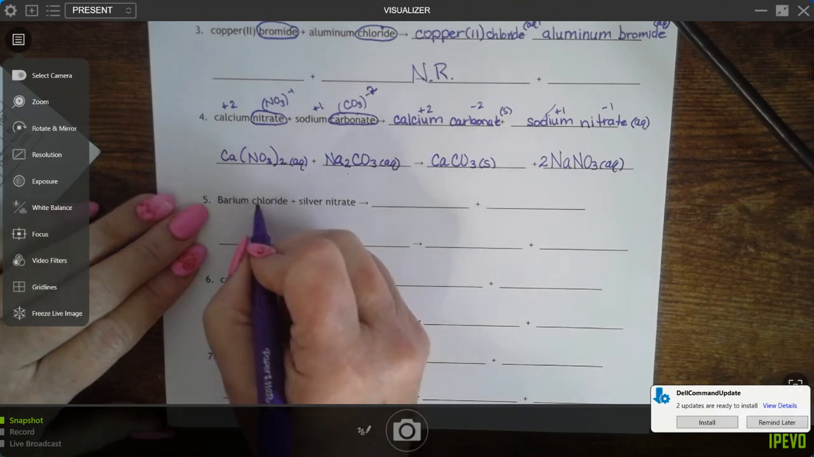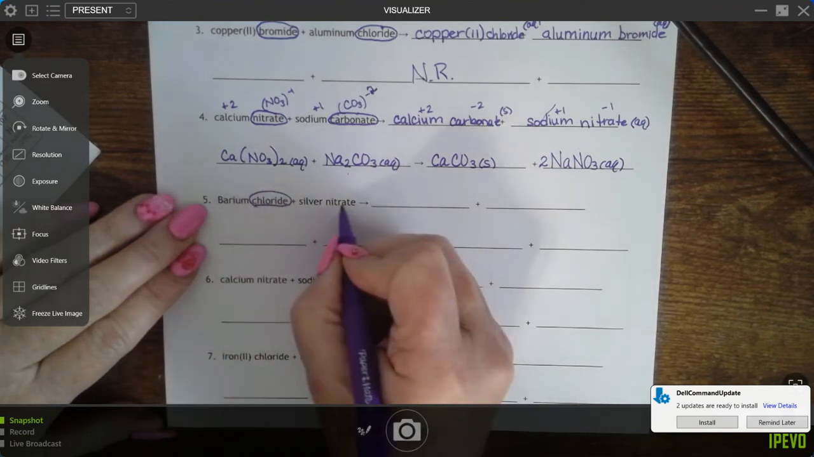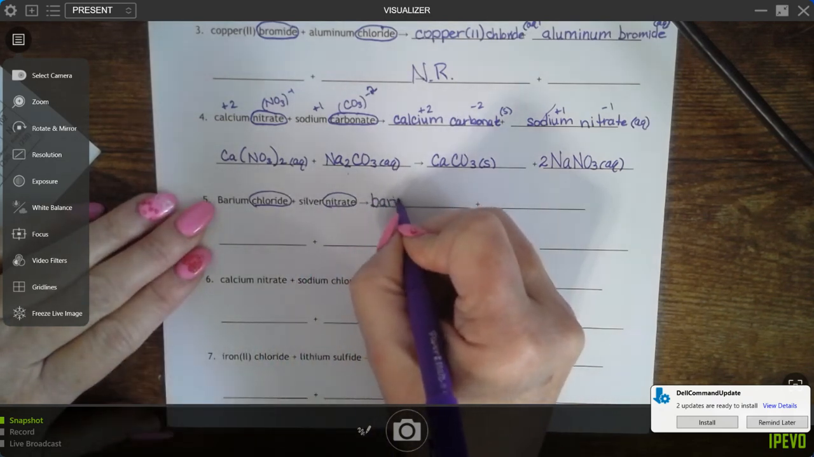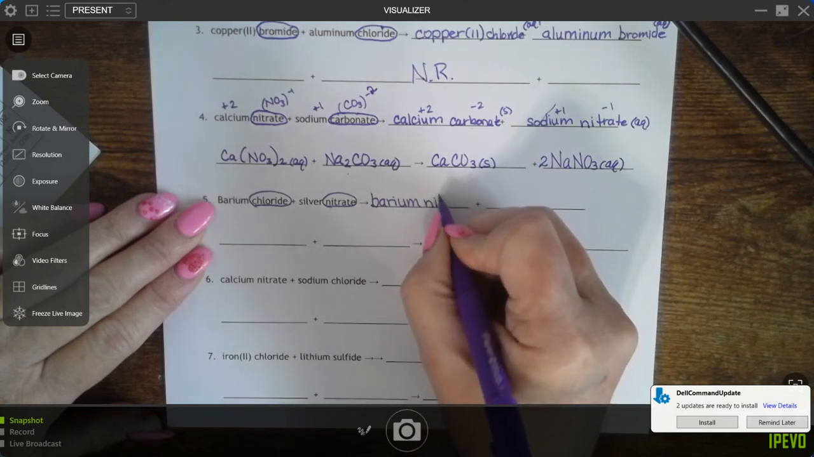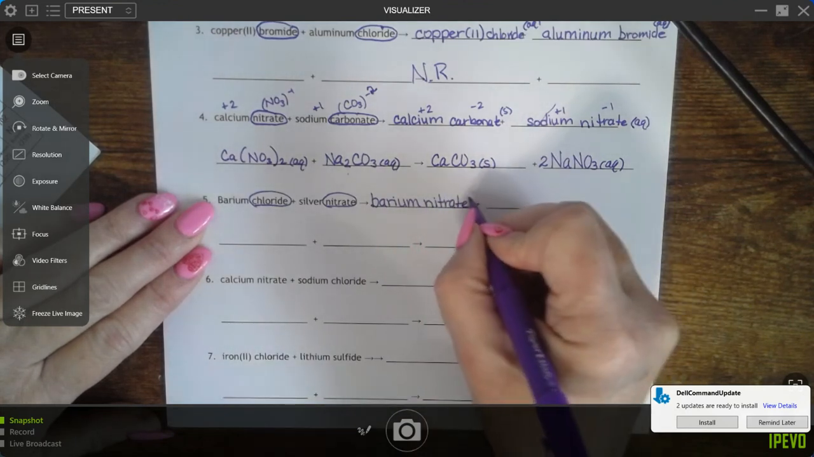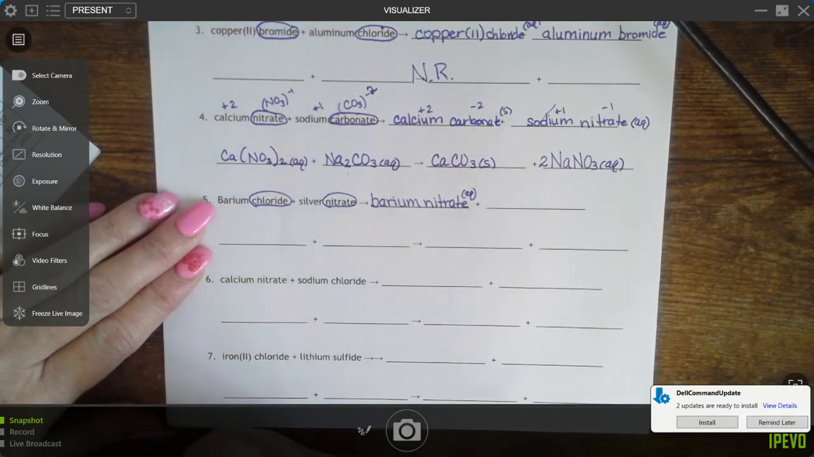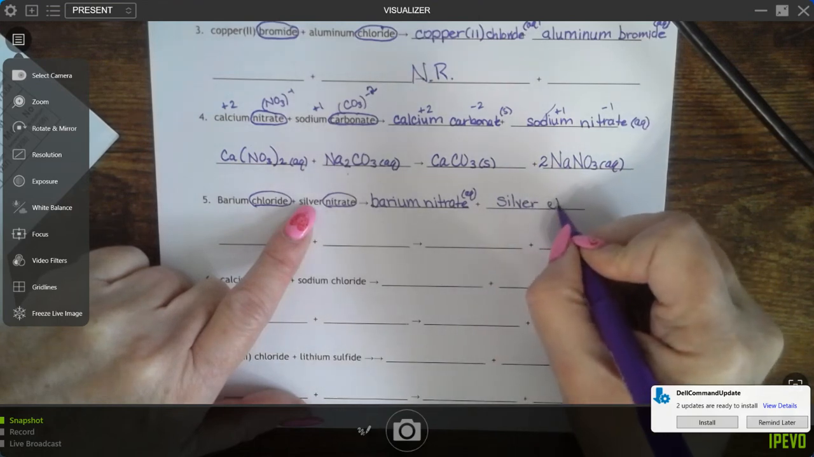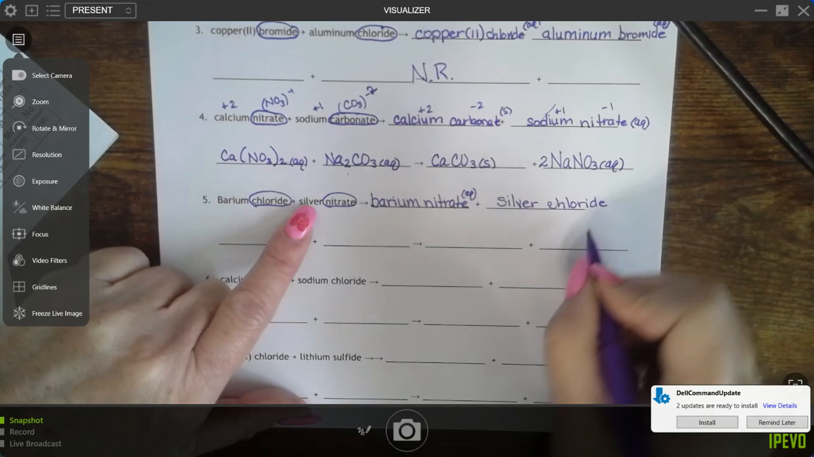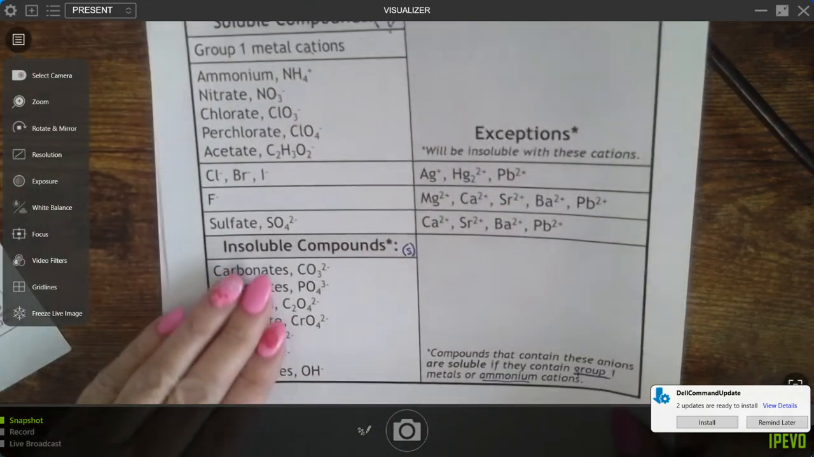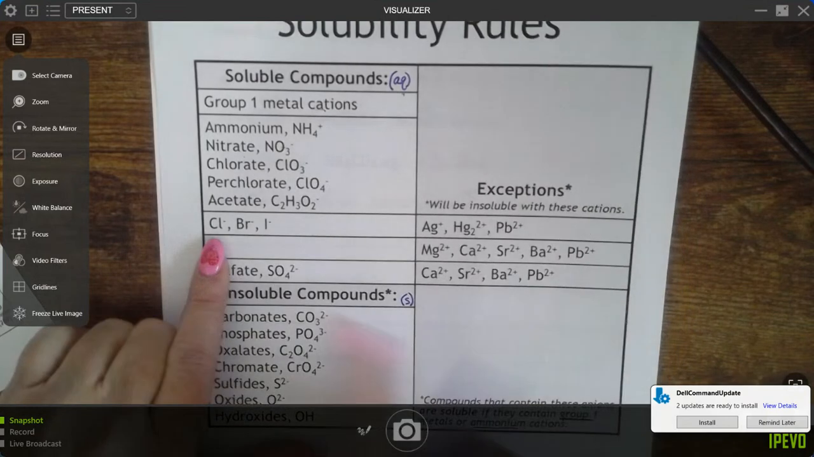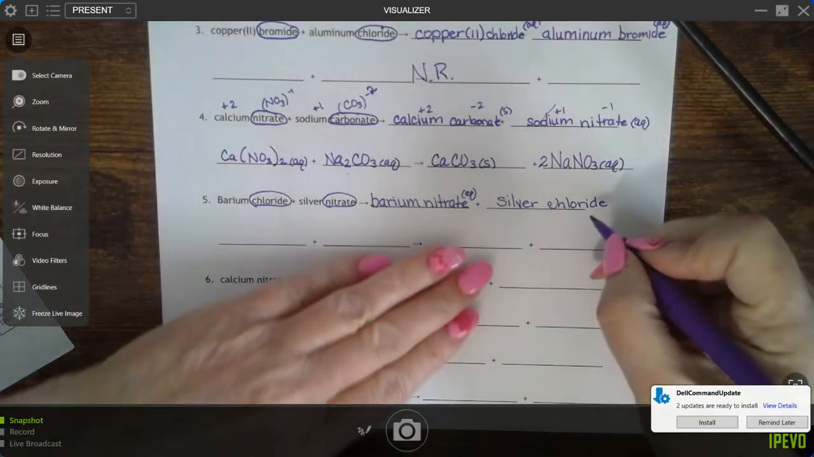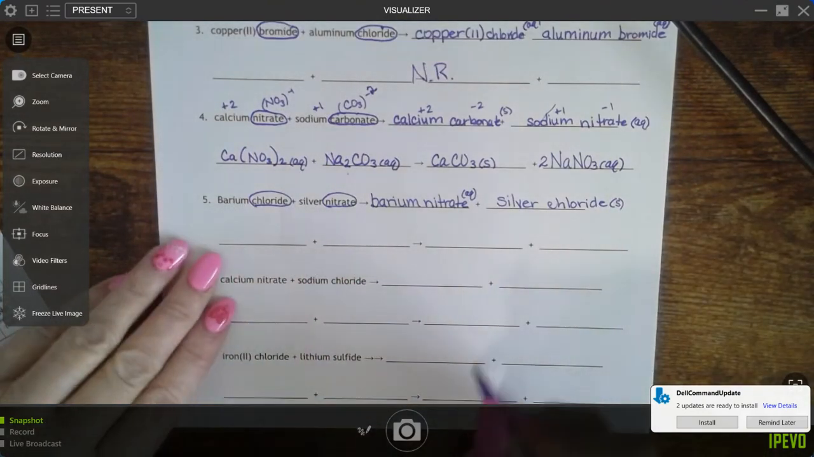We have barium chloride and silver nitrate. So the chloride and the nitrate are going to switch places. So I'm going to end up with barium nitrate. And remember, nitrates are always soluble, so that's going to be aqueous. And then we're going to end up with silver chloride. So what do we know about silver or chlorine? If we look at our solubility rules, chlorine is soluble except when it's reacted with silver. So our silver chloride is going to be our solid in this case.